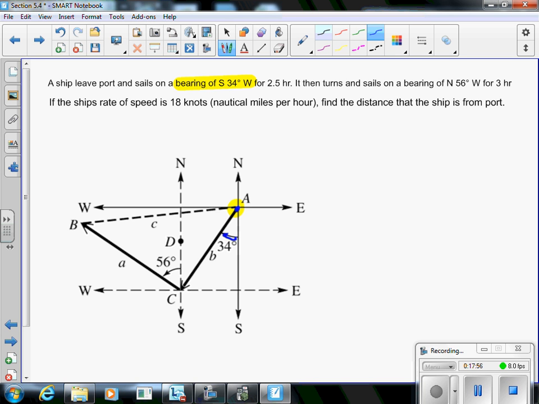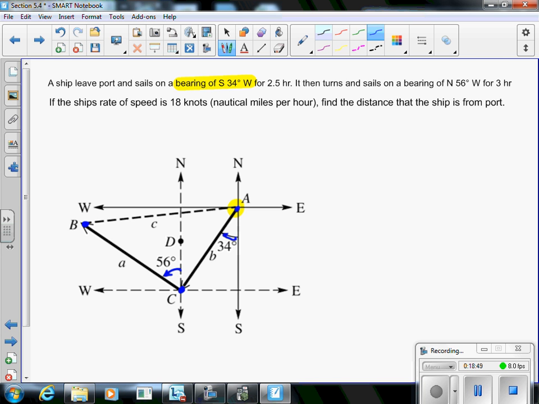That ship sails along that course for 2.5 hours, I'm sorry, and then the ship turns. Here we're at point C. The ship then makes a turn. The bearing is north 56 degrees west. So here's my north-south line. I'm at north. I'm going to then go 56 degrees west. My ship is then traveling at that bearing until it arrives at point B, which is 3 hours later.